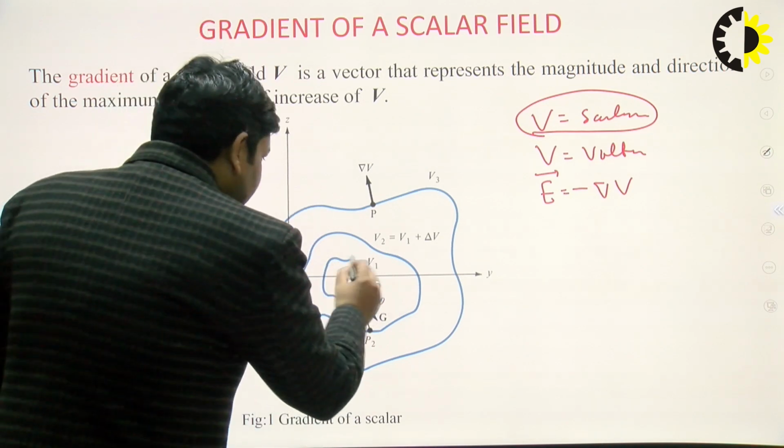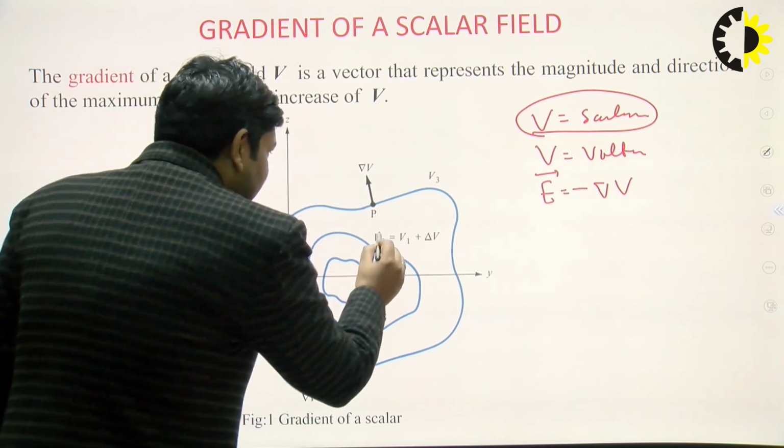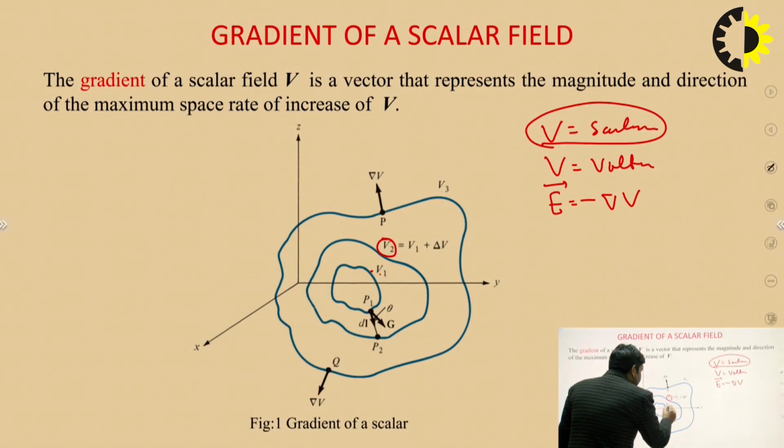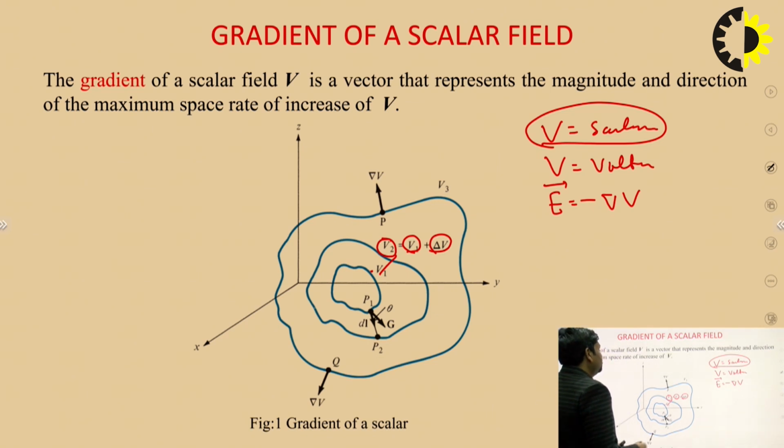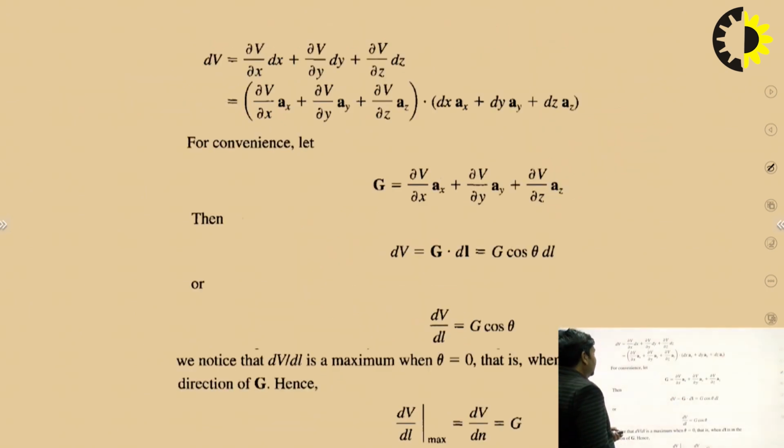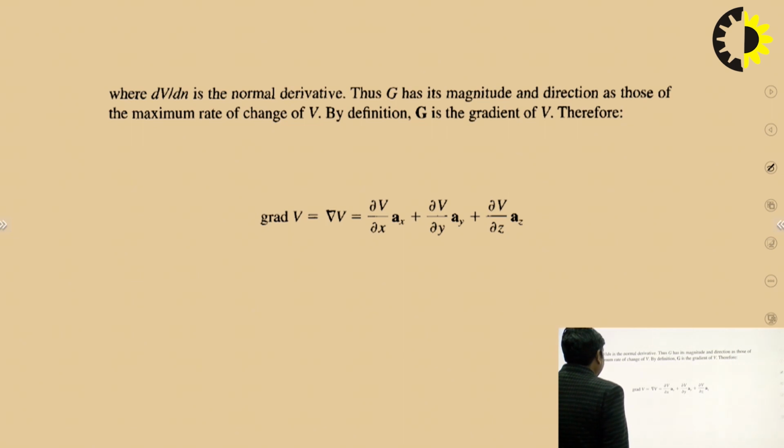If the voltage goes from V1 to V2, increasing by delta V, how much is the rate of change? We calculate that by the gradient. What is the physical significance of the gradient? If we take the gradient of any scalar field, it gives a magnitude and direction: in which direction the maximum space rate of increase of V occurs. We calculate this by the gradient. And how do we calculate the gradient?